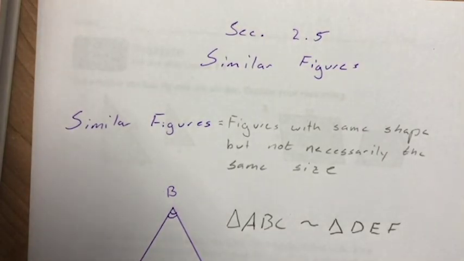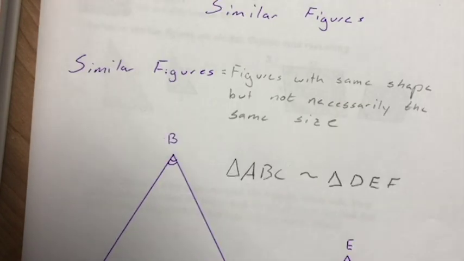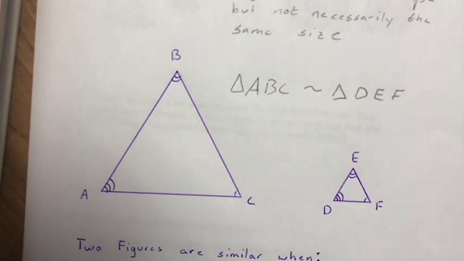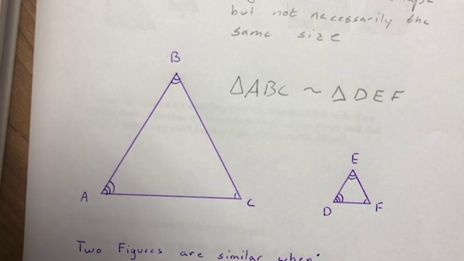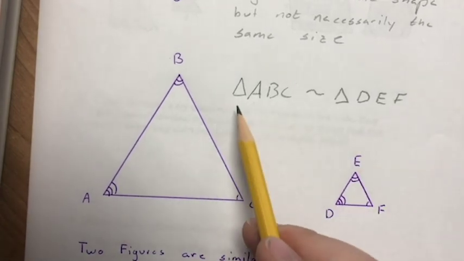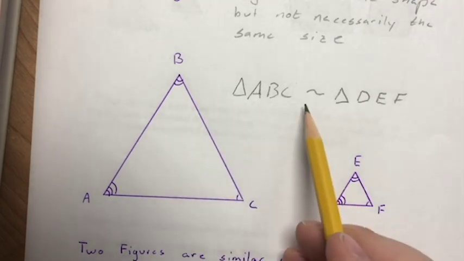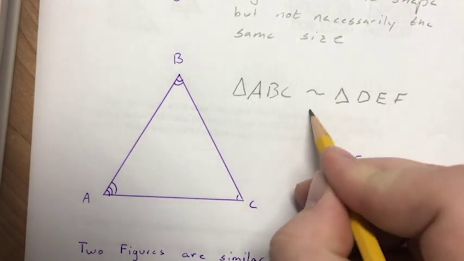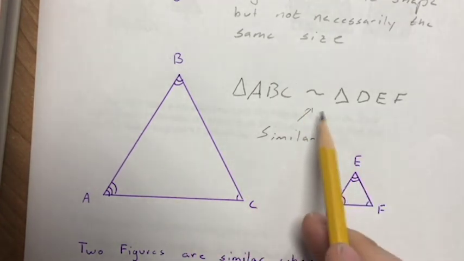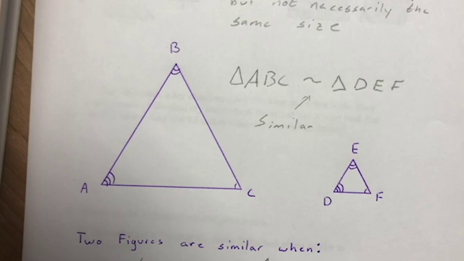Section 2.5, similar figures. Simply put, similar figures are figures that have the same shape but not necessarily the same size. And here you go, I've given you a little picture of it. I have two triangles. They are the same shape, but of course they are not the same size, and that means that they are similar. The way we write that is we would say triangle ABC, and this symbol right here means similar. So triangle ABC is similar to triangle DEF.